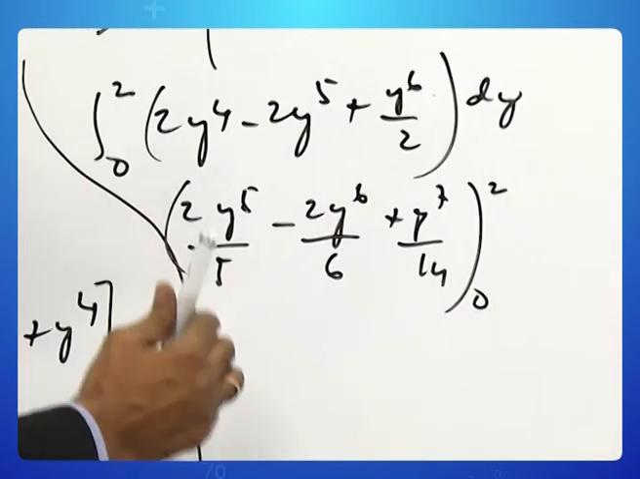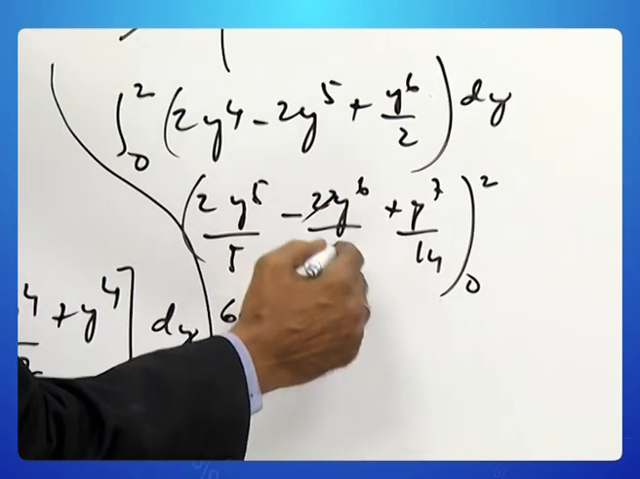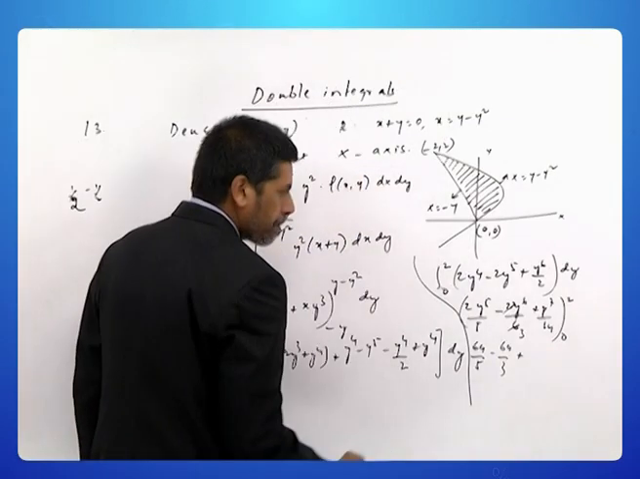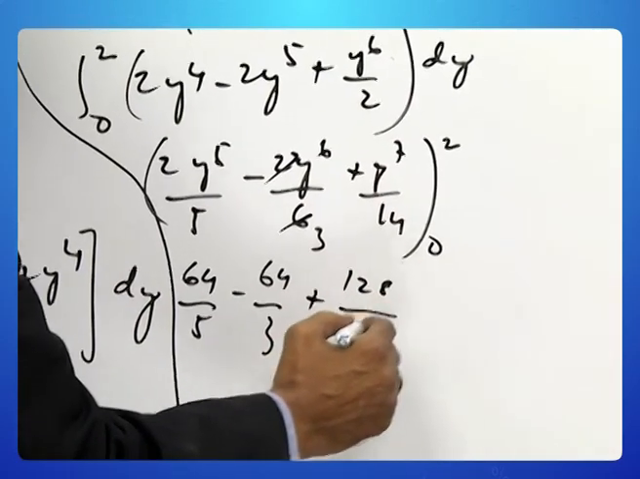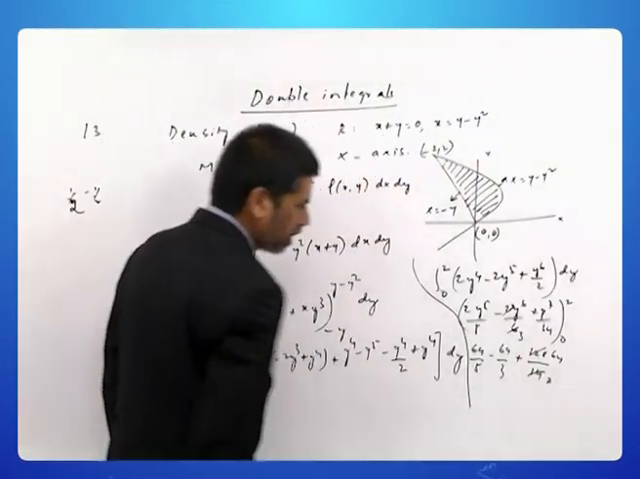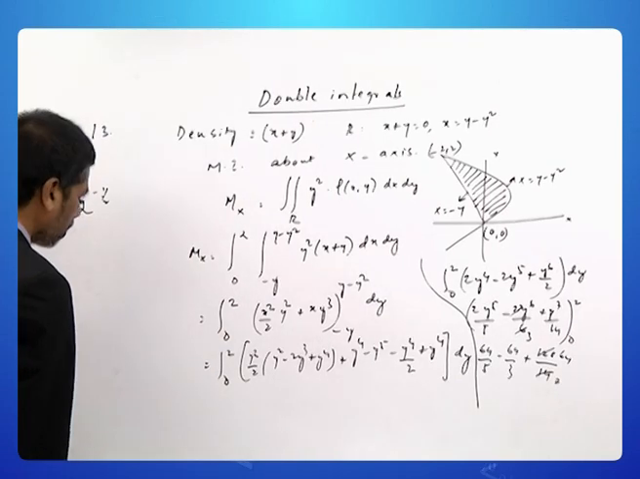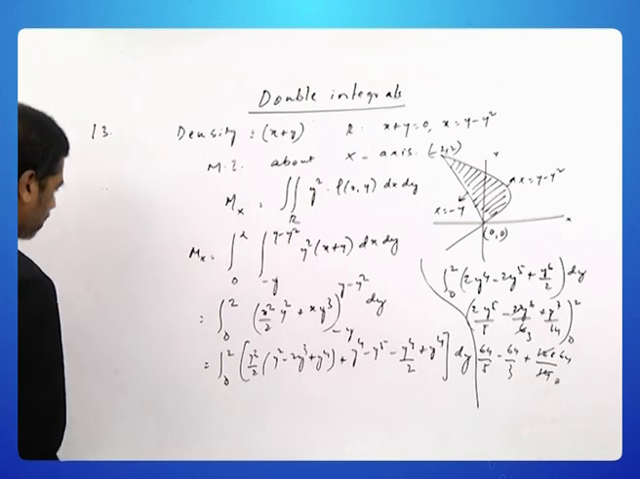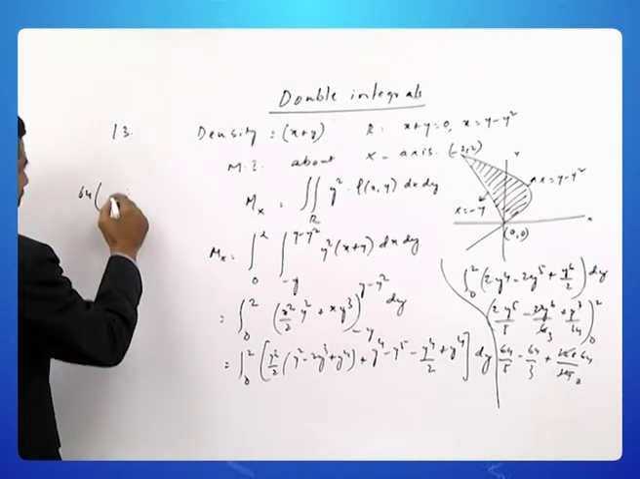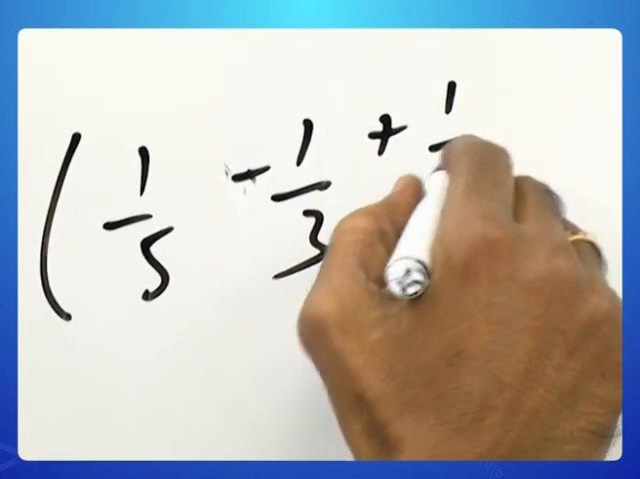So this will be 32 into 2, 64 by 5 minus 64 into 2. Of course 1 we can reduce, so it will be 64 by 3 plus 128 by 14, which we can reduce to 64 by 7. Right. So luckily for us, a 64 is coming out as a common factor. So suppose you take that 64 out, you will have 1 by 5 minus 1 by 3 plus 1 by 7.